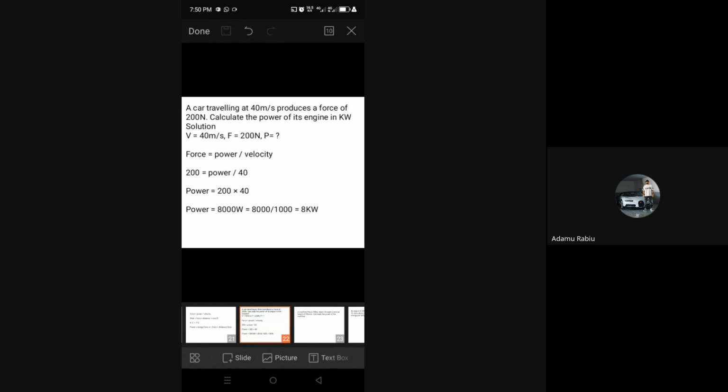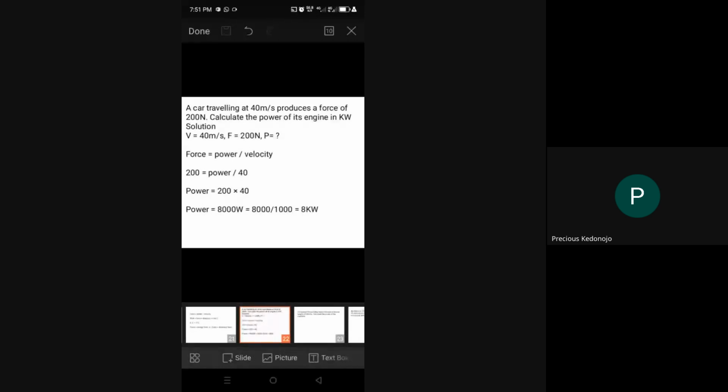So force is power over velocity. I substituted the values. Power is unknown, it is the one we have to calculate. But force is 200. 200 is equal to power over 40, since 40 is the velocity. Do you understand it now? Yes, yes. Okay. Who else doesn't understand? Okay, let me give you a similar question now. Can you attempt a similar question? Yes, sir.